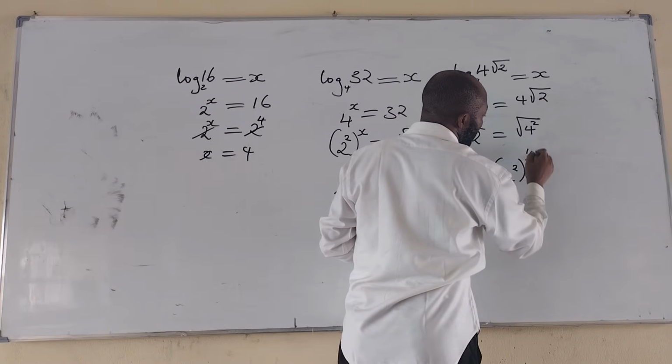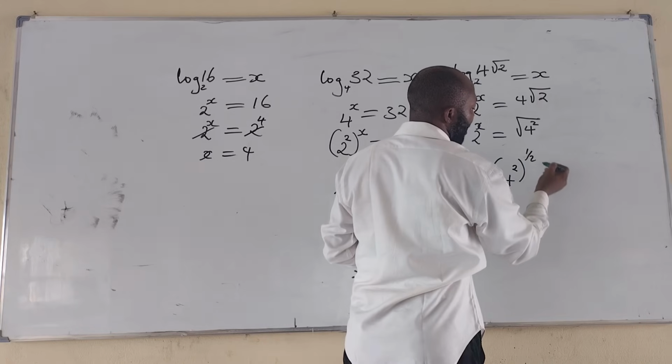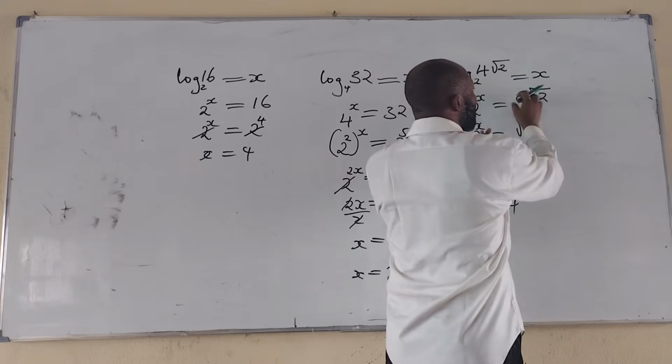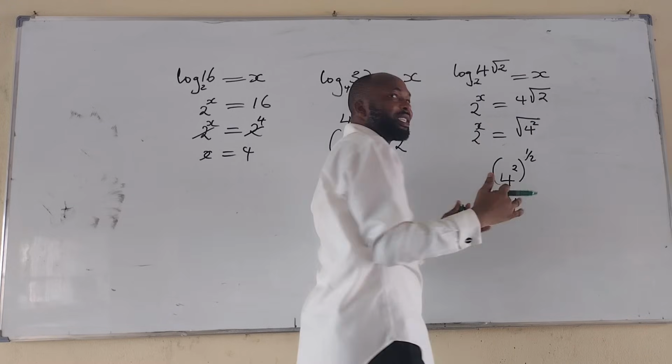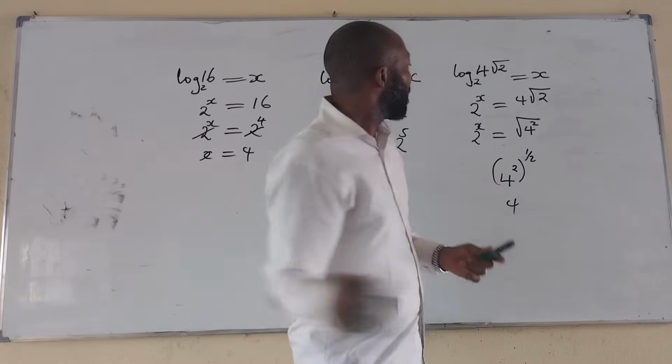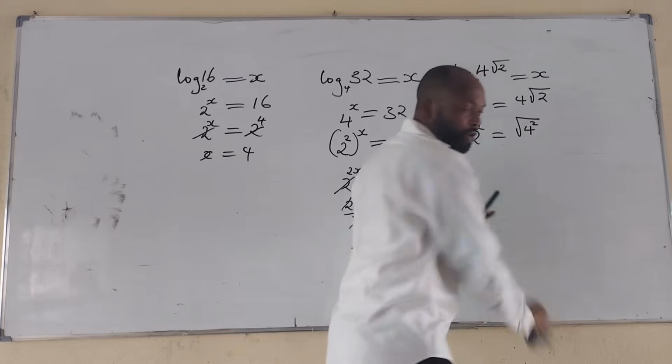So 2 times 1 divided by 2 is 1. 4 raised to the power 1 is 4. So it means it's the same thing. So doing this does not change the value of 4. I'm still maintaining the same value which I should be dealing with. So in that sense, I proceed further.